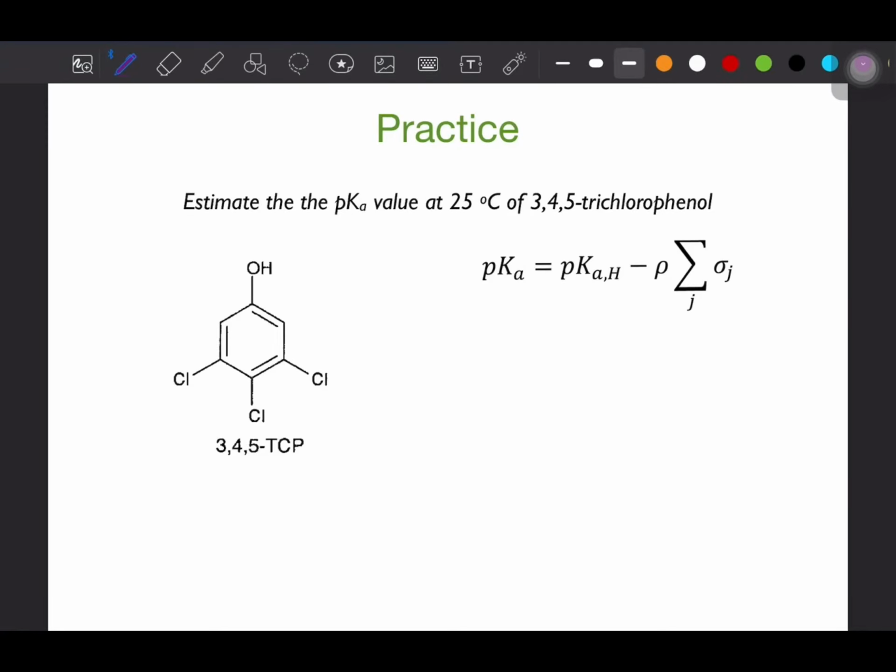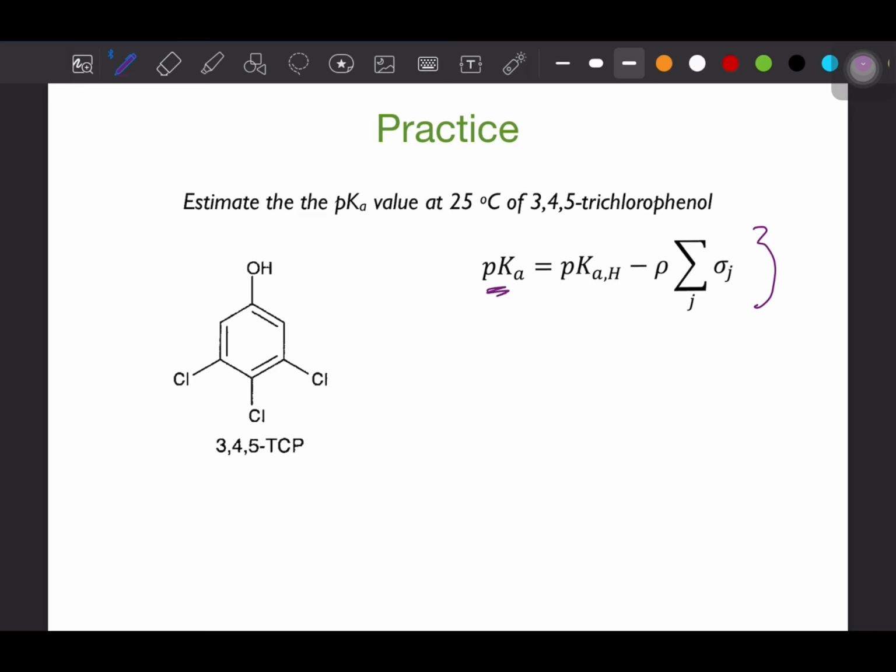Hey guys, I'm just gonna go through some quick practice questions dealing with estimating pKa values of certain chemicals at 25 degrees Celsius, or standard room temperature. The first one would be 3,4,5-trichlorophenol, and we're gonna use the Hammett equation here to help solve it. So this first part of the equation, this is what we're trying to find.